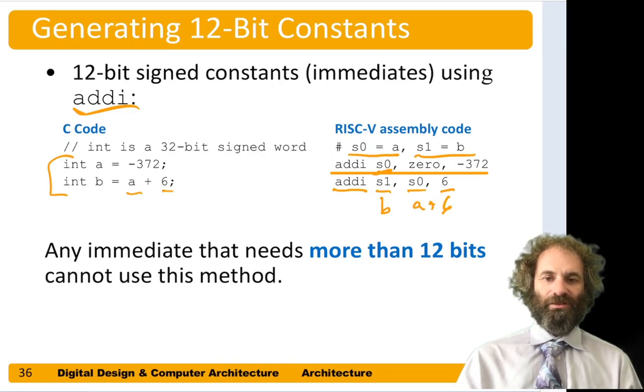Because our instructions are of finite length, we can only store immediates of finite length. And as we'll see later, in the RISC-V instruction set, we can only store immediates up to 12 bits long. However, those immediates are stored in 2's complement form, and they're sign extended to 32 bits. So we can store both positive and negative numbers in the range of minus 2048 up to positive 2047.